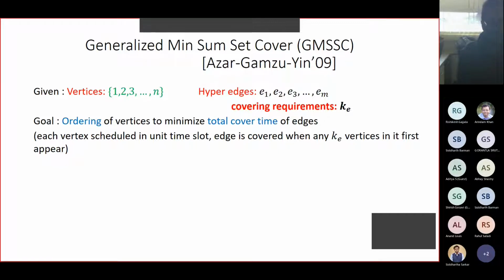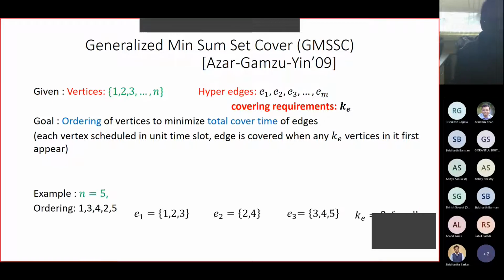So let's see an example. Let's say you have 5 vertices, and I order the vertices as 1, 3, 4, 2, 5. Let's say my hyperedges are E1, E2, and E3. The first hyperedge is 1, 2, 3. The second one is 2 and 4. And the third is 3, 4, 5. Sorry, I think this is moving on its own. Let me fix this.